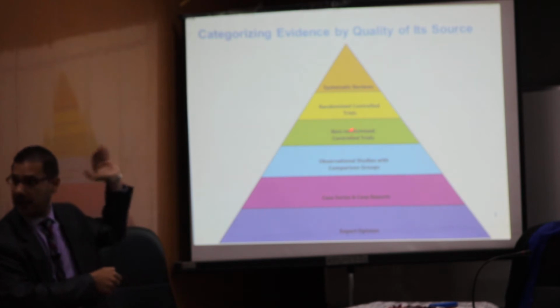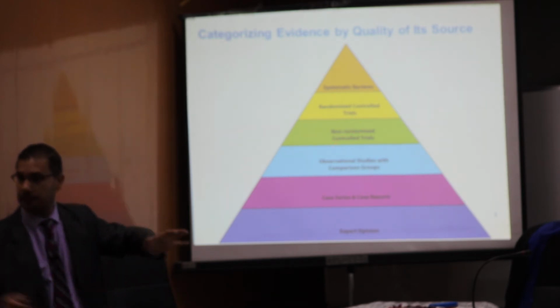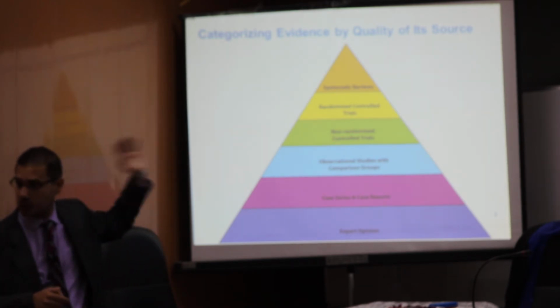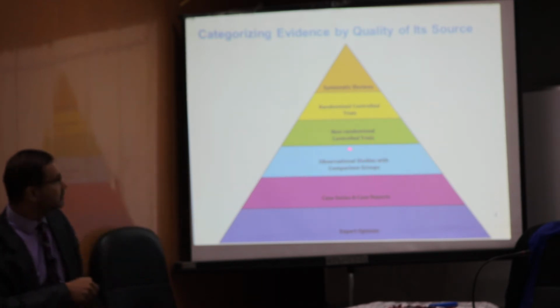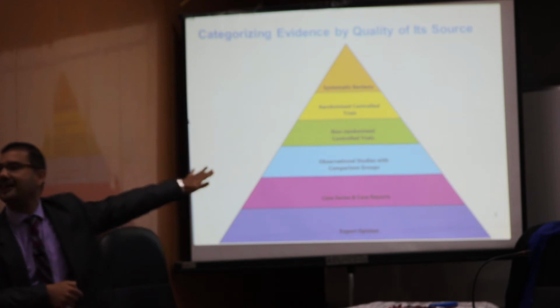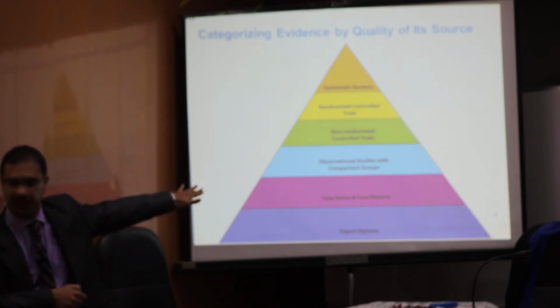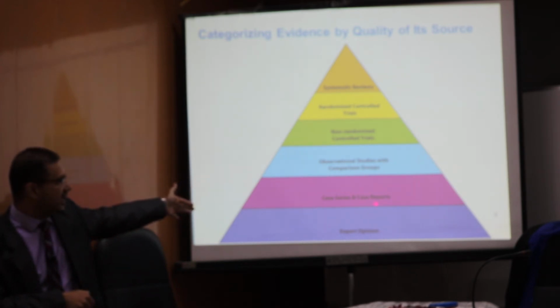Randomized control trial is on the top, as you can see, because it has randomization, it has control. Then non-randomized trial, less quality. Observational study, as you can see in the middle, and the quality. Then case series and case reports.